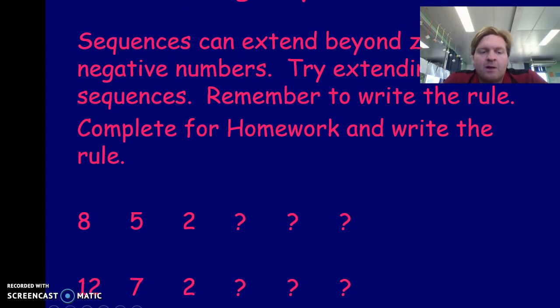And same with this one here. 12, 7, 2. You need to tell me what the next 3 numbers are, and you're going to do that for homework.